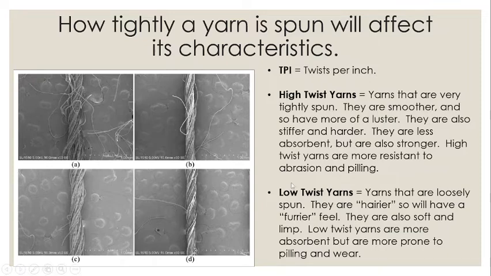Low twist yarns are yarns that are loosely spun. They are hairier, as you can see here. They have these little fibers sort of coming off, where we have fewer of them over here. They will also have a furrier feel as a consequence. They are soft and limp, and low twist yarns are more absorbent but are more prone to pilling and wear.